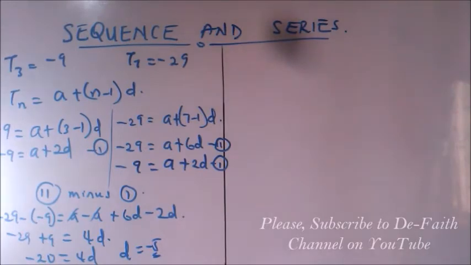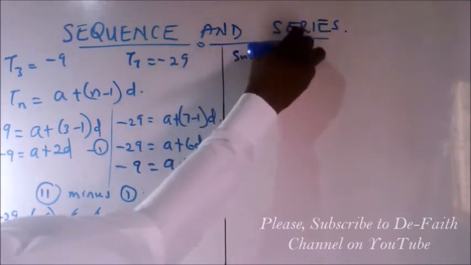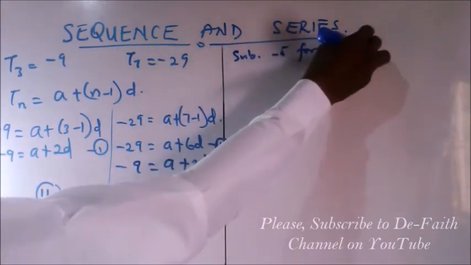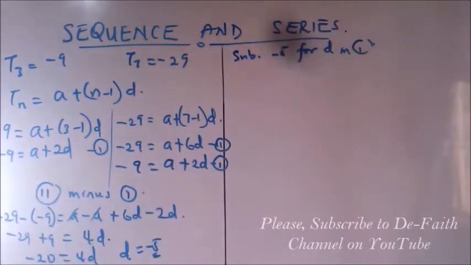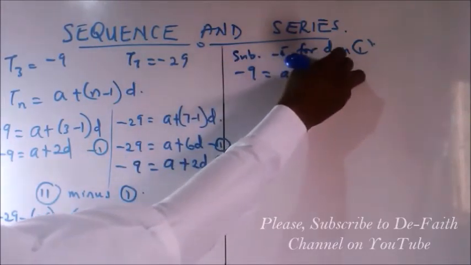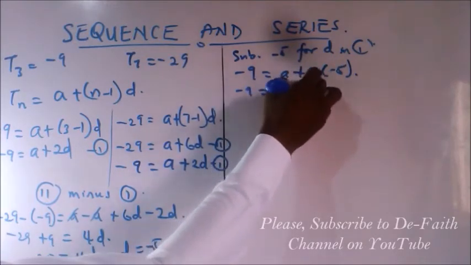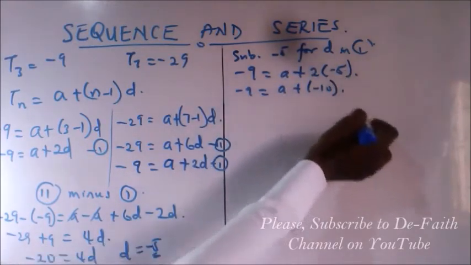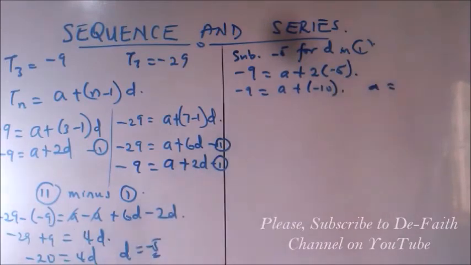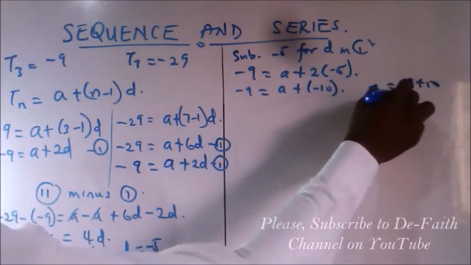So that's the value of our common difference. Next, we can get the value of a by substituting minus 5 for d in any of the equations. So we could use equation 1. So we have minus 9 equal to a plus 2 into brackets minus 5. So we have minus 9 equal to a plus minus 10. We have a will be equal to minus 9 plus 10. So a equal to 1.